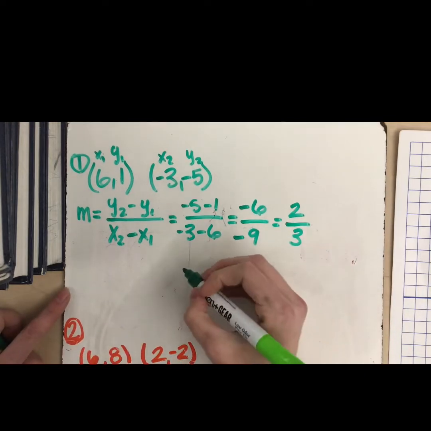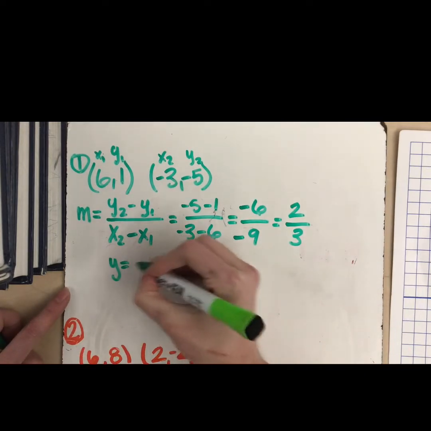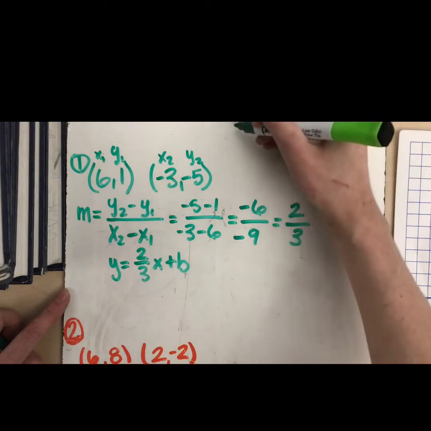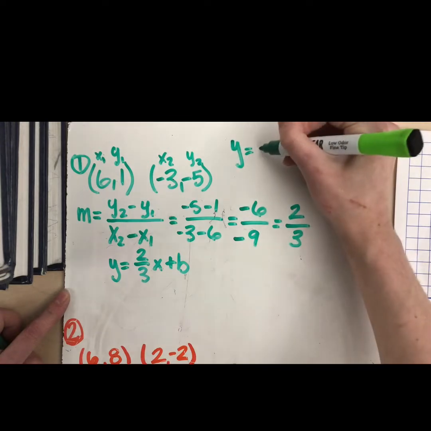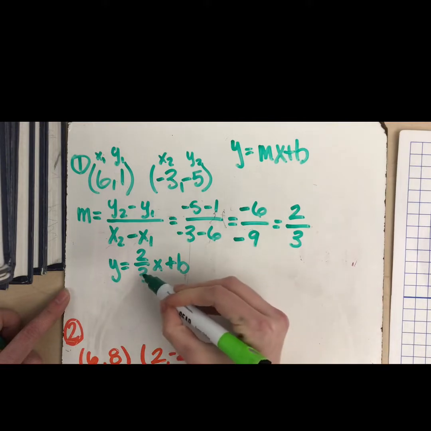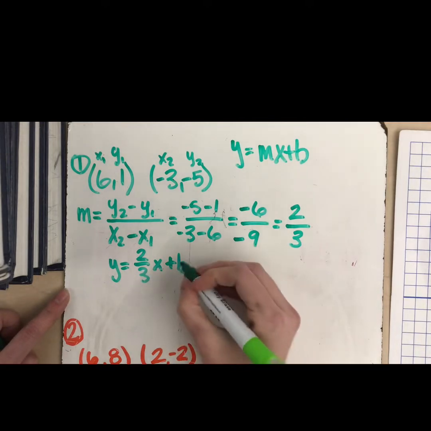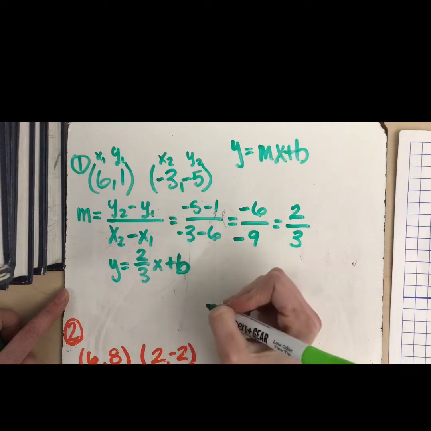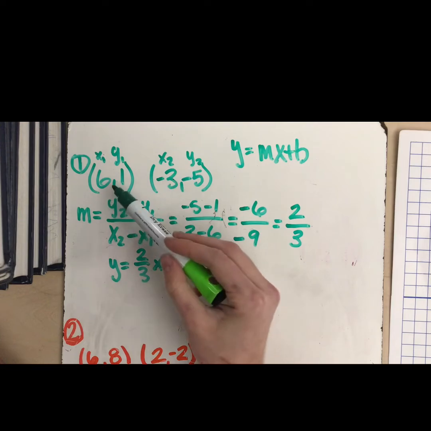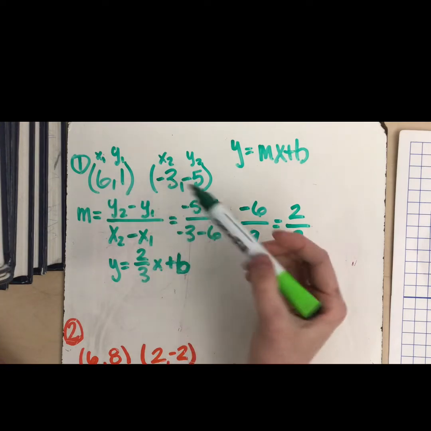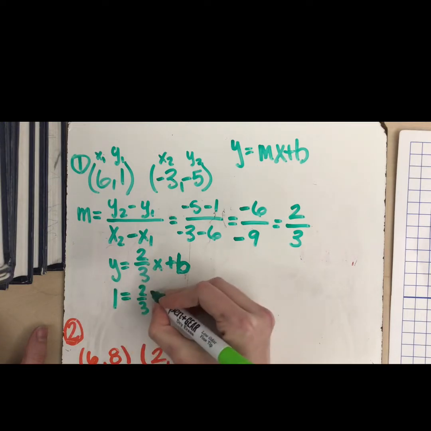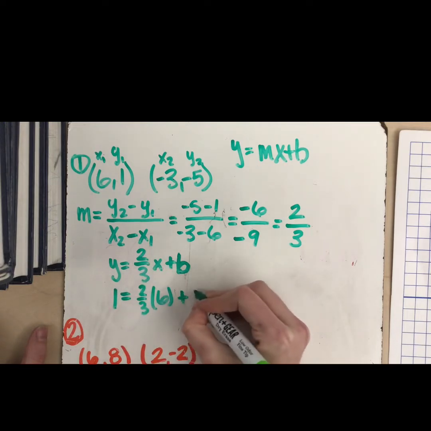This helps us with our equation, because now we want to say y equals 2/3 x plus b. We want to use our slope-intercept form of an equation, which is y equals mx plus b. We found our slope, so we can plug that in. Now, in order to figure out what b is, that's the next part I need to find, I'm going to pick one of these points and plug that in. I like the point (6, 1) because I don't have to deal with negatives. So let's do 1 for y, and then we have our 2/3 times 6 plus b.